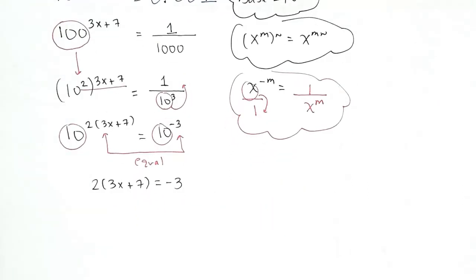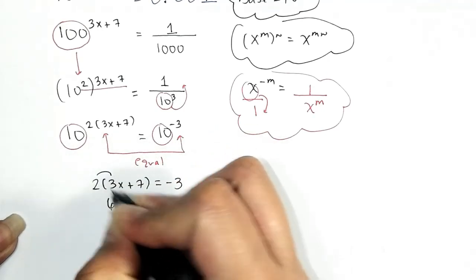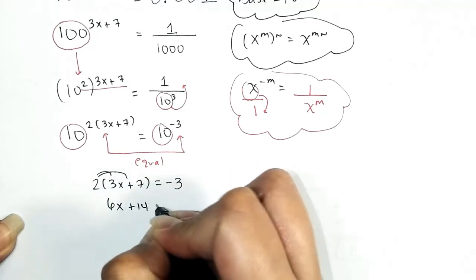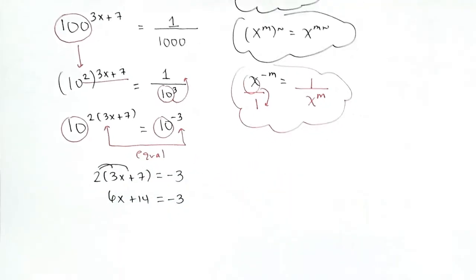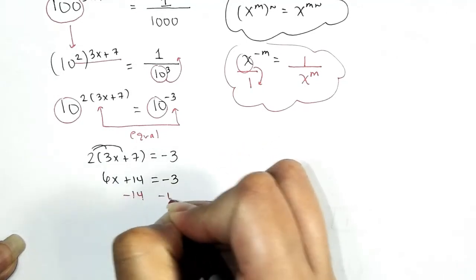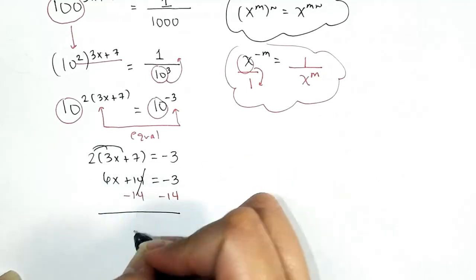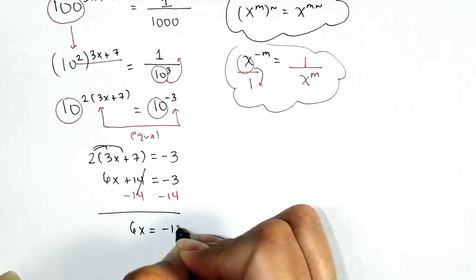Let's clear the grouping symbols and then make a strategy of what to do to solve it. When we distribute the 2, that will give you 6x plus 14 is equal to negative 3. Okay, we got a degree 1 equation, so let's go ahead and solve it. We want variables on one side and everything else on the other. To undo the addition, let's subtract. When we subtract 14 from both sides, that will leave us with 6x equals negative 17.